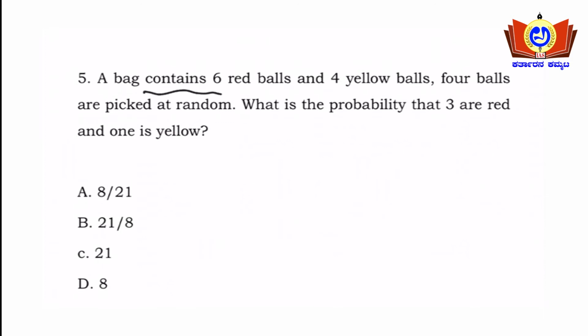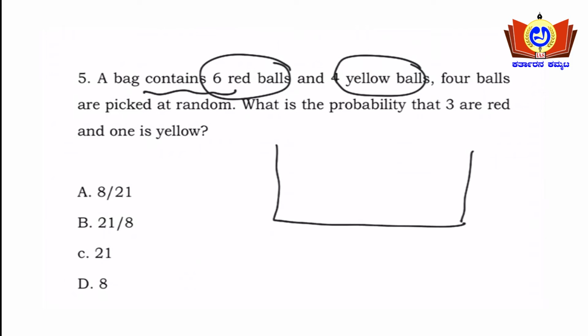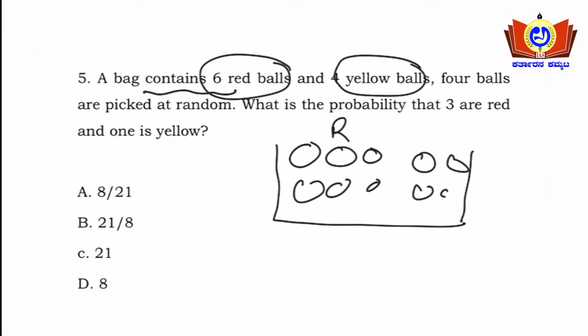A bag contains 6 red balls and 4 yellow balls. So there is a bag here. It contains 6 red balls, 1 2 3 4 5 6. These are red balls here, and 4 yellow balls, 1 2 3 4. There are 4 yellow balls and 6 red balls here.